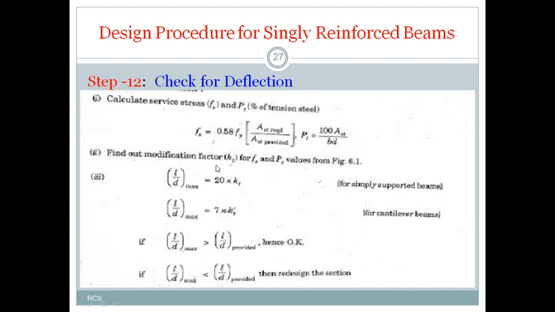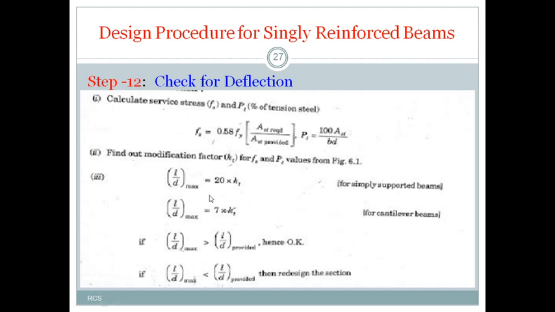To find out the modification factor, KT. Assume here KT is the modification factor for me, and the Fs and PT values are from a figure. I have copied from some of the textbook. That is a figure number. According to our lecture, that is figure number 1 and figure number 2. Figure number 1 is for tension reinforcement. Figure number 2 is for compression reinforcement.